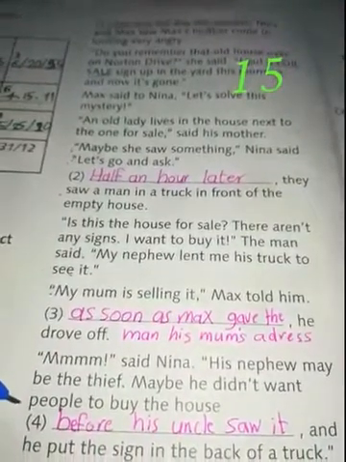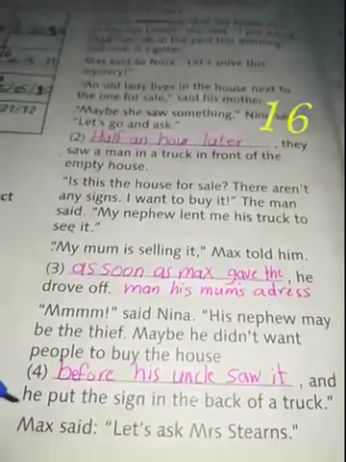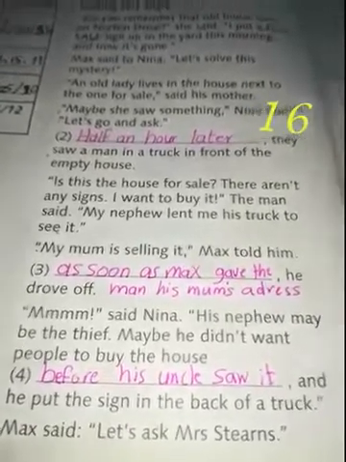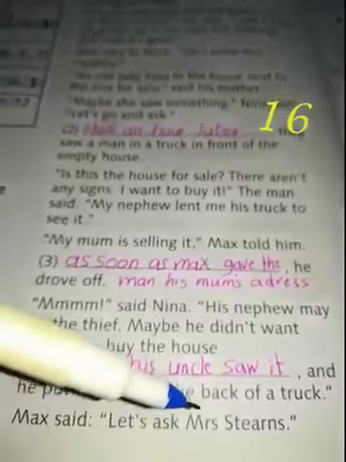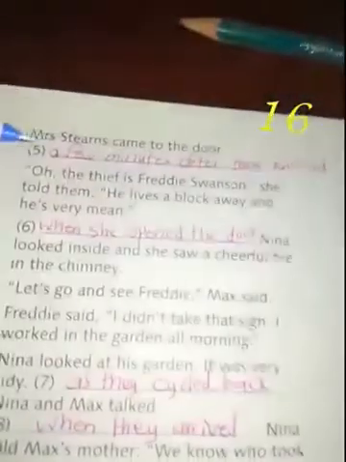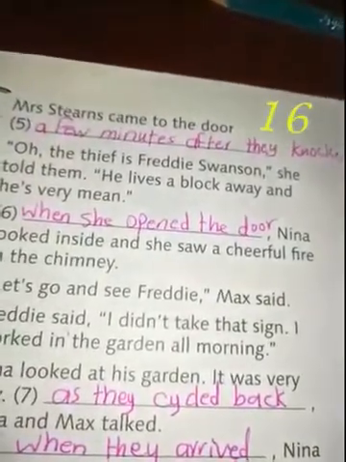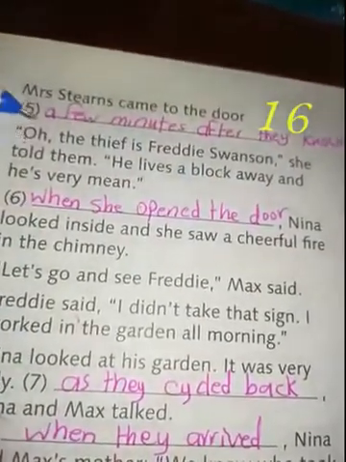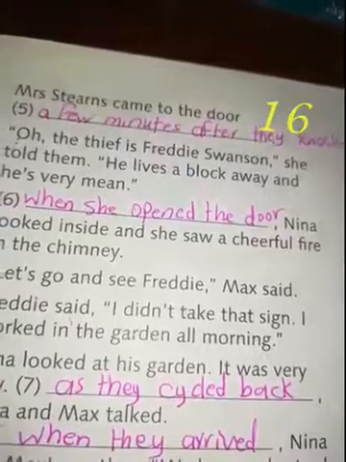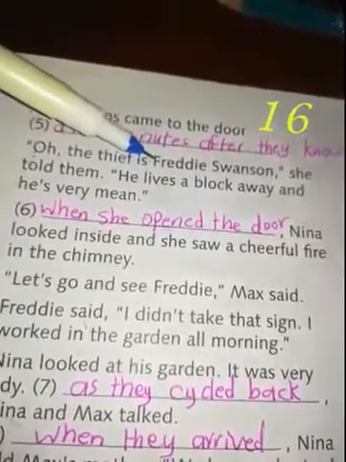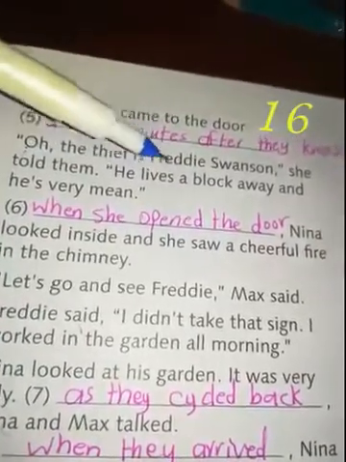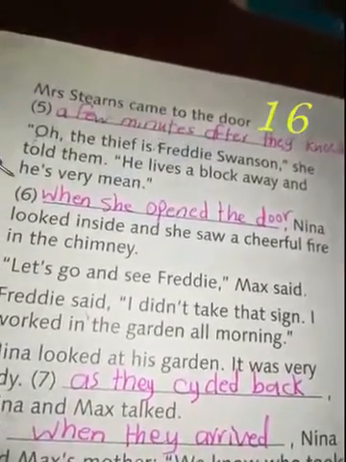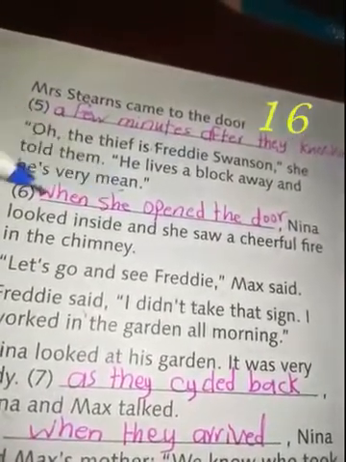Maybe he didn't want people to buy. Before his uncle saw it, he put the sign in the back of the truck. Max said, "Let's ask Mrs. Stern." Mrs. Stern came to the door a few minutes after they knocked. "Oh, the thief is Freddie Wanson." This old woman opened the door and she said, "The thief is Freddie Wanson." She told them, "He lives a block away and he's very mean. He's a very bad person."